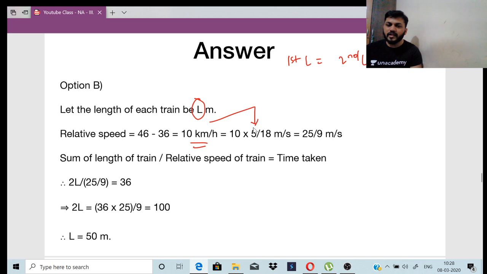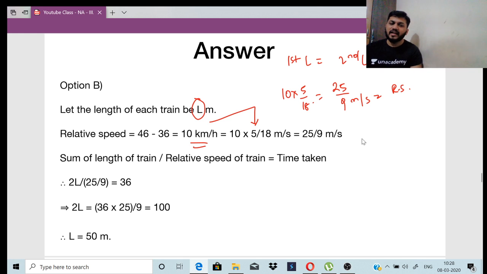So convert it into meter per second, right? So 10 into 5 by 18, right? Kilometer per hour पे है, meter per second. So 1000 divided by 60 into 60, right? 5 by 18. 10 into 5 by 18, 25 by 9 meter per second. This becomes my relative speed.